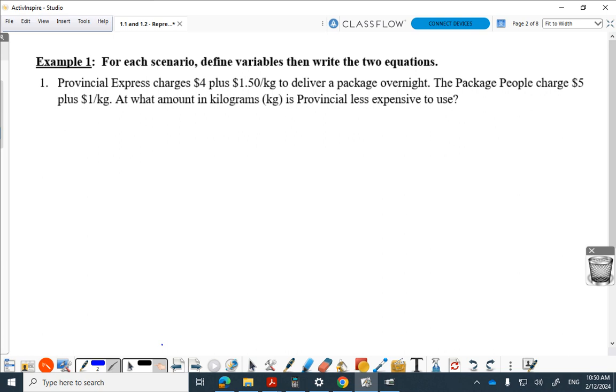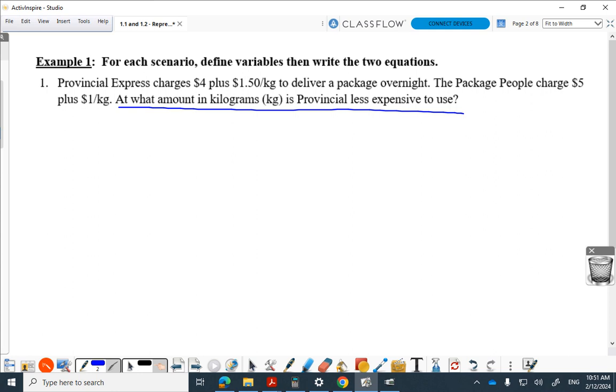Okay, Provincial Express charges $4 plus $1.50 per kilogram to deliver a package overnight. The package people charge $5 for a package, but only $1 per kilogram. At what amount is Provincial less expensive to use? This chapter is set up so that I actually won't be able to get the answer yet. For now, I'm only going to build the equations. And there's a worksheet that you'll be able to work on tomorrow where you can practice making these equations. But you might not be able to solve them yet. That'll be the rest of the chapter.